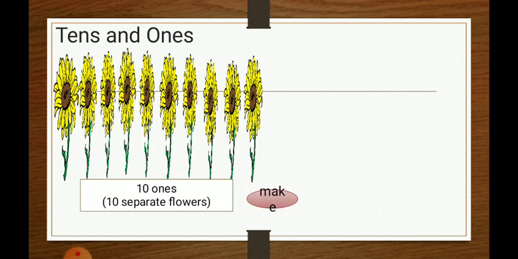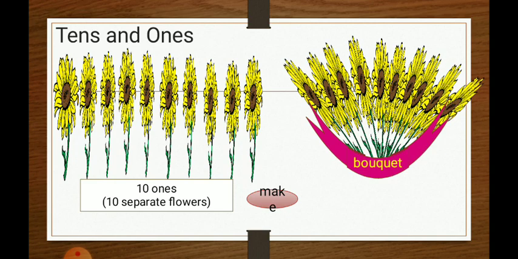See, 10 ones, or 10 separate flowers, make a bouquet. A bouquet of 10 flowers. But how many bouquets are here? Only one bouquet. Can you say there are 10 bouquets? No, only one bouquet is there. Though the flowers are 10, when the flowers are separate, you can say there are 10 flowers. But now we have joined them in one bouquet. So here is only one bouquet of 10 flowers.